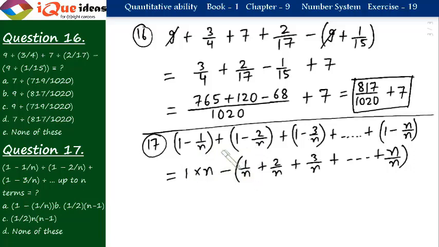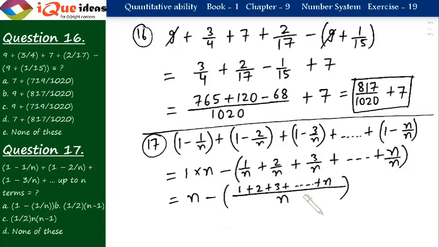And inside the bracket we have kept 1 by n, 2 by n, 3 by n up to n by n. Now see, 1 into n is n minus, if you take LCM, all have n in them, and in the numerator it will become 1 plus 2 plus 3 plus up to n. We have already seen the sum of natural numbers from 1 to n is n into n plus 1 by 2. So it is n minus n into n plus 1 by 2, and in the denominator we already have n. So what will happen?